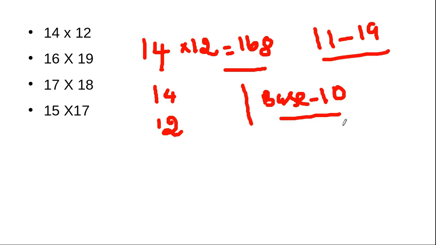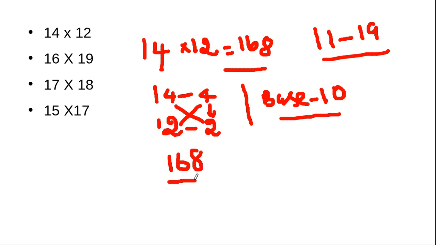The difference of 14 with the base 10 is 4, and here 12 minus 10 is 2. By cross adding the values, you get 14 plus 2 is 16, and 12 plus 4 is 16. Use this as your tens digit. Then multiply the differences, 4 into 2 is 8. So 168 is your answer.